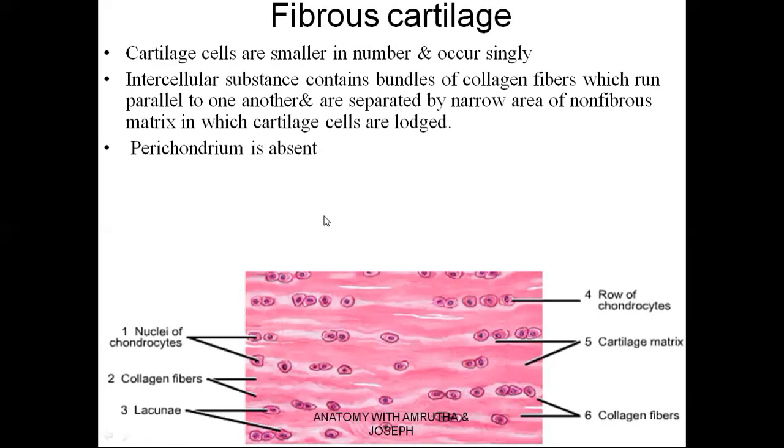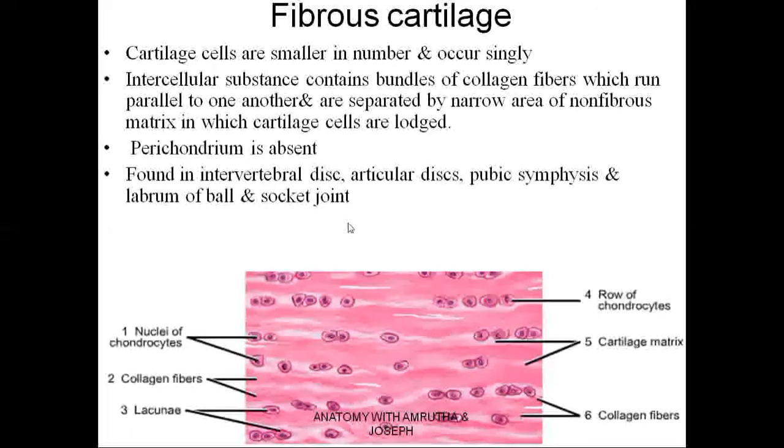As I mentioned before, perichondrium is absent, and they are seen in intervertebral disc, articular disc, pubic symphysis, and labrum of ball and socket joints.